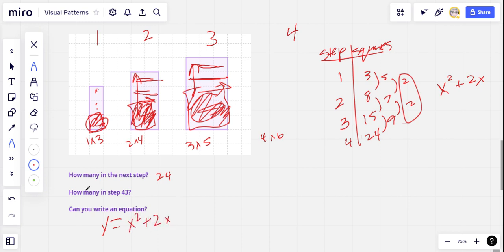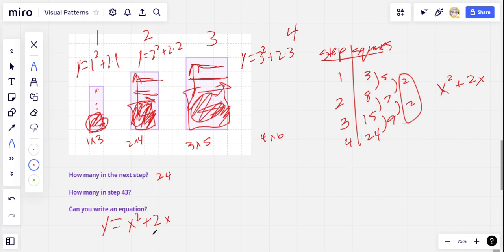But let's just plug in the numbers and test it to be absolutely sure. So we'd have y equals 1 squared in step 1 plus 2 times 1. That would be 1 plus 2 is 3. Good. y equals 2 squared plus 2 times step number 2. And we'd have 4 plus 4, and that is 8. That's what we've got. In the third step, y equals 3 squared plus 2 times 3. So that's 9 plus 6. That is 15. Yeah, looks like this is working out.